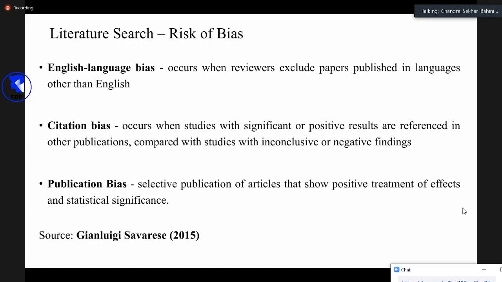Any doubt? Otherwise, I'll come to some examples. Any doubt? Hello, sir. Yeah. Other than English, if you want to refer, is there a method to translate that to English? Yes, at least the key findings.